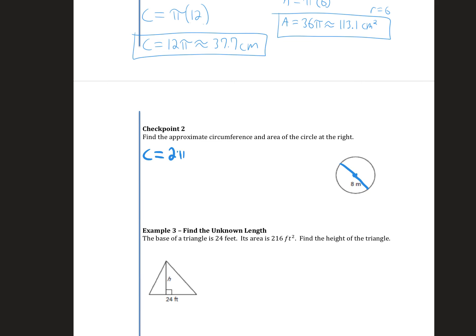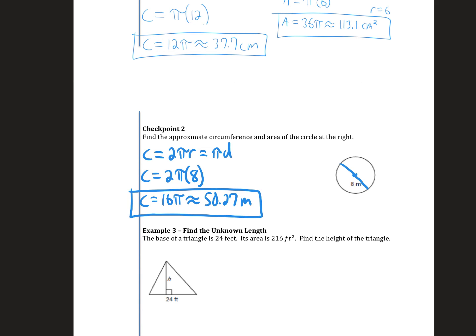So are we going to use 2 pi r, or are we going to use pi times diameter? Which one do you want to use? Well, you can do either one, but we can plug in 8 for the radius. Let's do that. Let's plug in 8 for r. So 2 times 8 is 16, so C equals 16 pi. And that's approximately 50.27 meters. And remember, it's a distance around the circle, so it's not going to be meters squared.